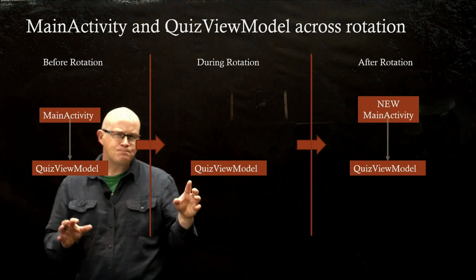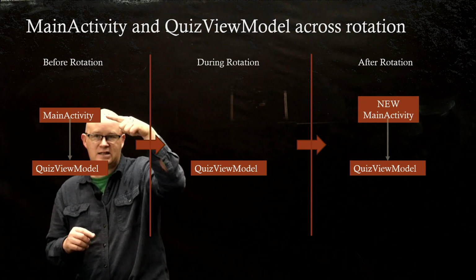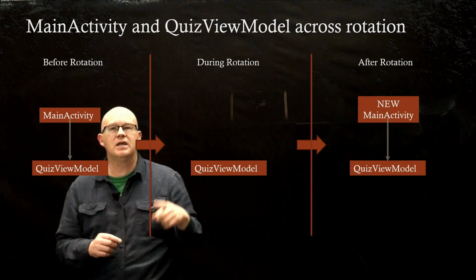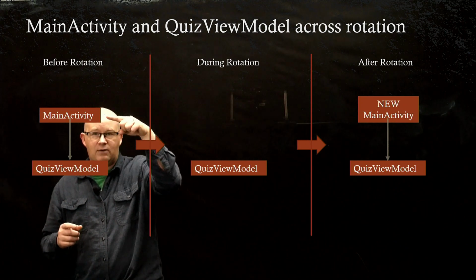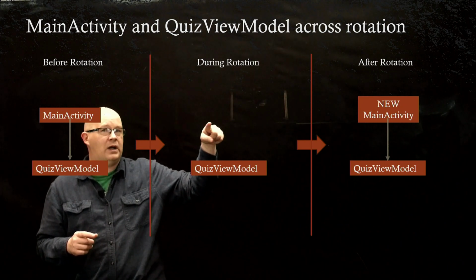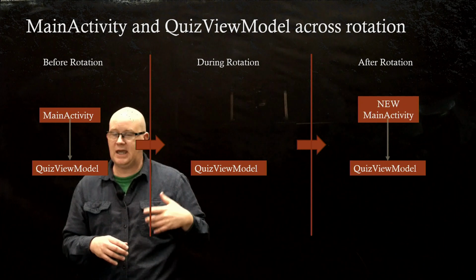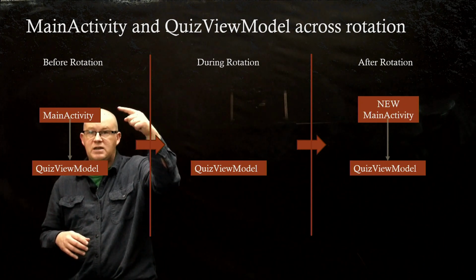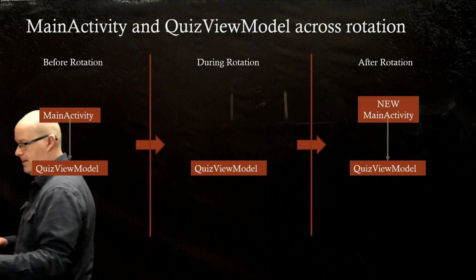If it would ever call that reference or use that reference to the main activity, that would cause a crash. And even if it didn't, this reference here doesn't get garbage collected where it should be, which means that if we would rotate again and again and again, it would just keep making more and more main activities and never free up that memory.